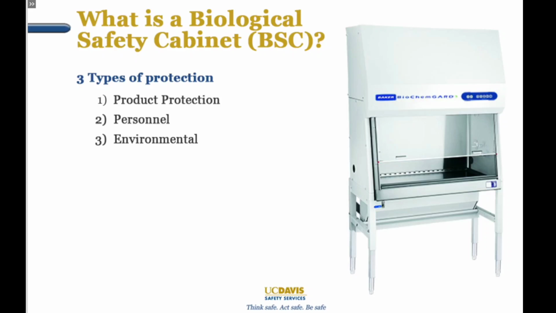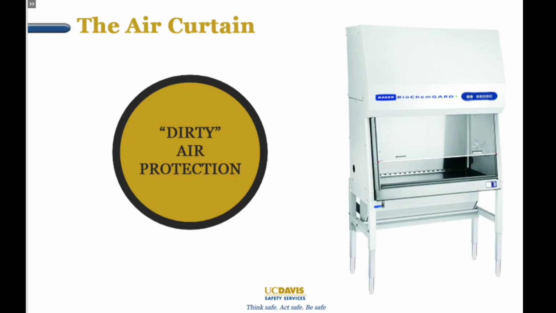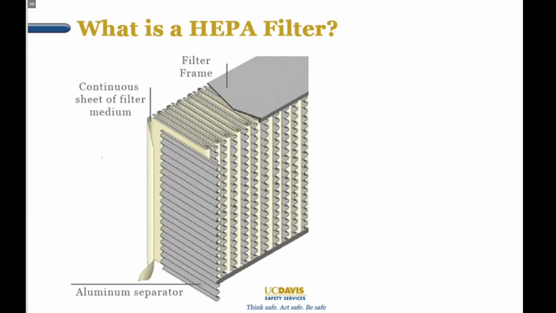plenum in order to be HEPA filtered prior to being blown upon the work surface or exhausted out of the BSC. This air curtain affords product, personnel, and environmental protection as it prevents you, the worker, and the lab environment from being exposed to potentially contaminated air within the BSC. It also protects your research materials from being contaminated with the potentially contaminated air that is drawn into the BSC from the room. One of the key components of a biological safety cabinet are the HEPA filters.